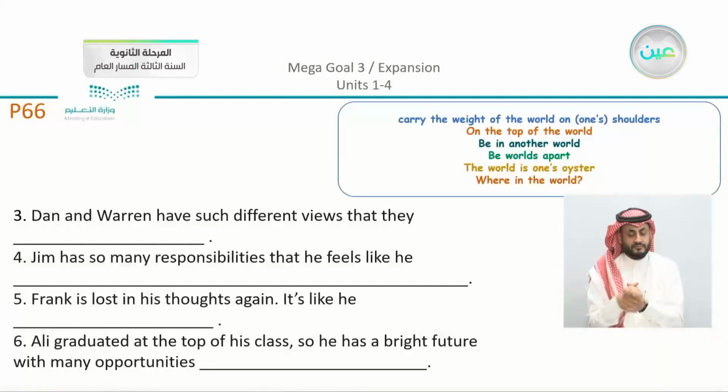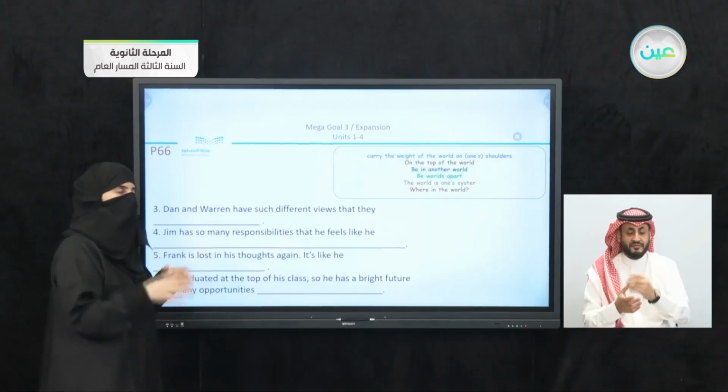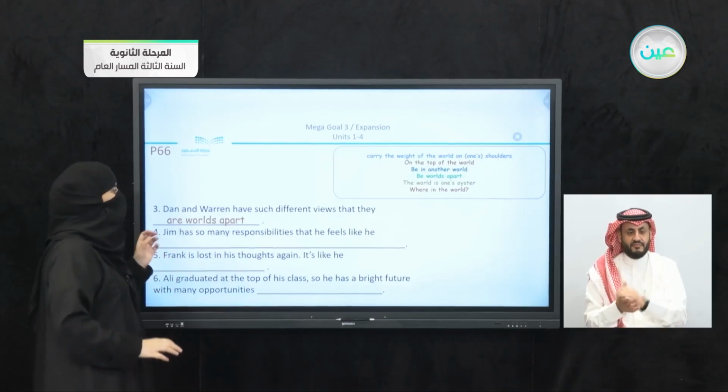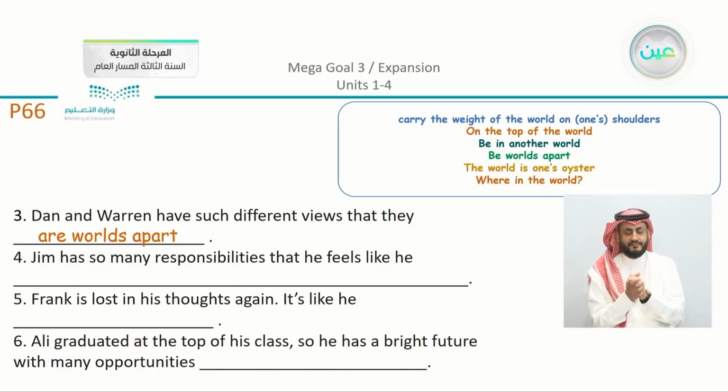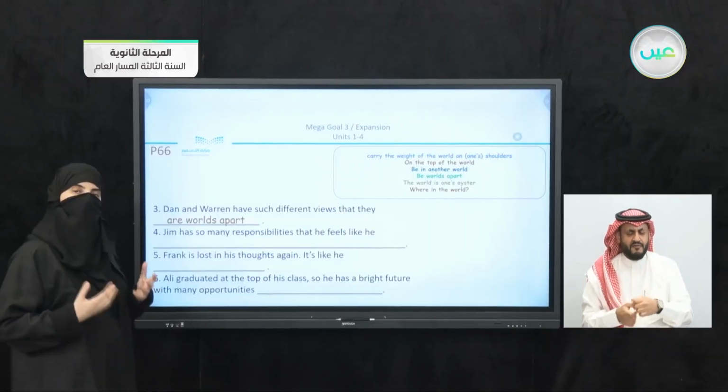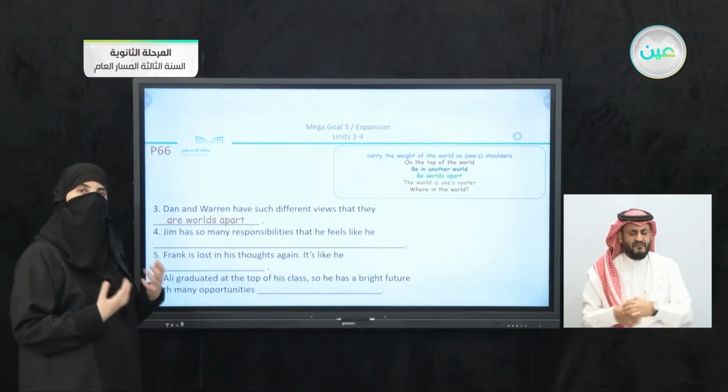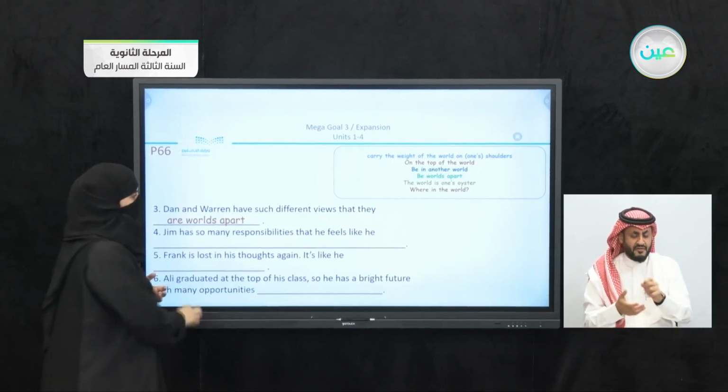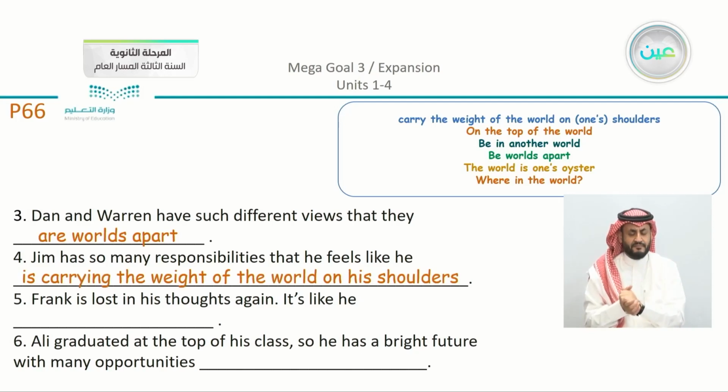We have number 3. Dan and Warren have such different views that the keyword is going to be different. So we have here that they are worlds apart. Number 4, Jim has so many responsibilities that he feels like, so many responsibilities. Your keyword is responsibilities. Now someone may feel that they are pressured or that these responsibilities are heavy. Which means that we have here, he feels that he is carrying the weight of the world on his shoulders. Be careful to use the correct pronouns.